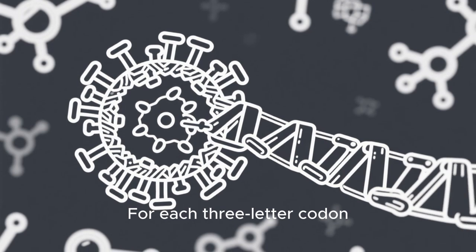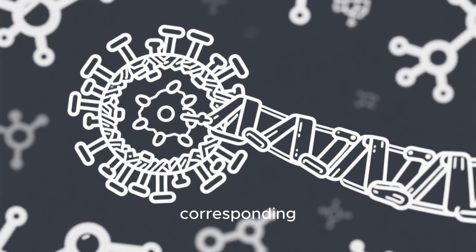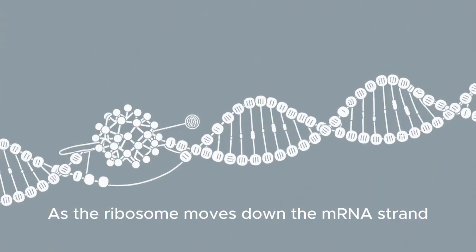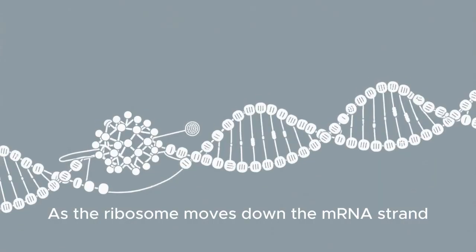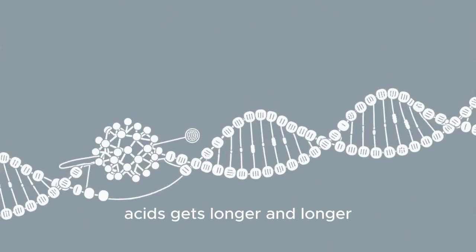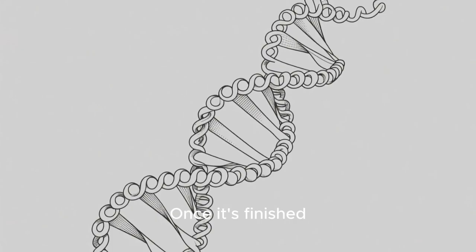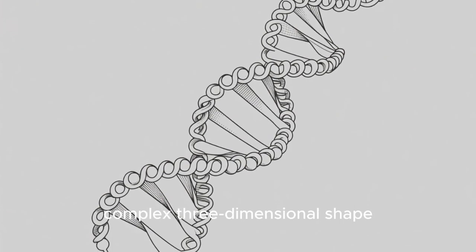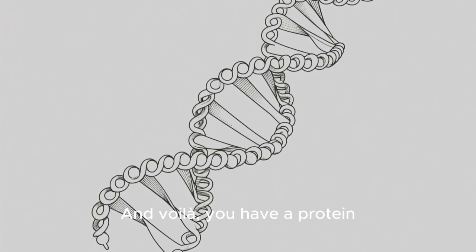For each 3-letter codon, the ribosome grabs the corresponding amino acid and links them together in a chain. As the ribosome moves down the mRNA strand, the chain of amino acids gets longer and longer. Once it's finished, this chain folds up into a specific, complex 3-dimensional shape, and voila, you have a protein.